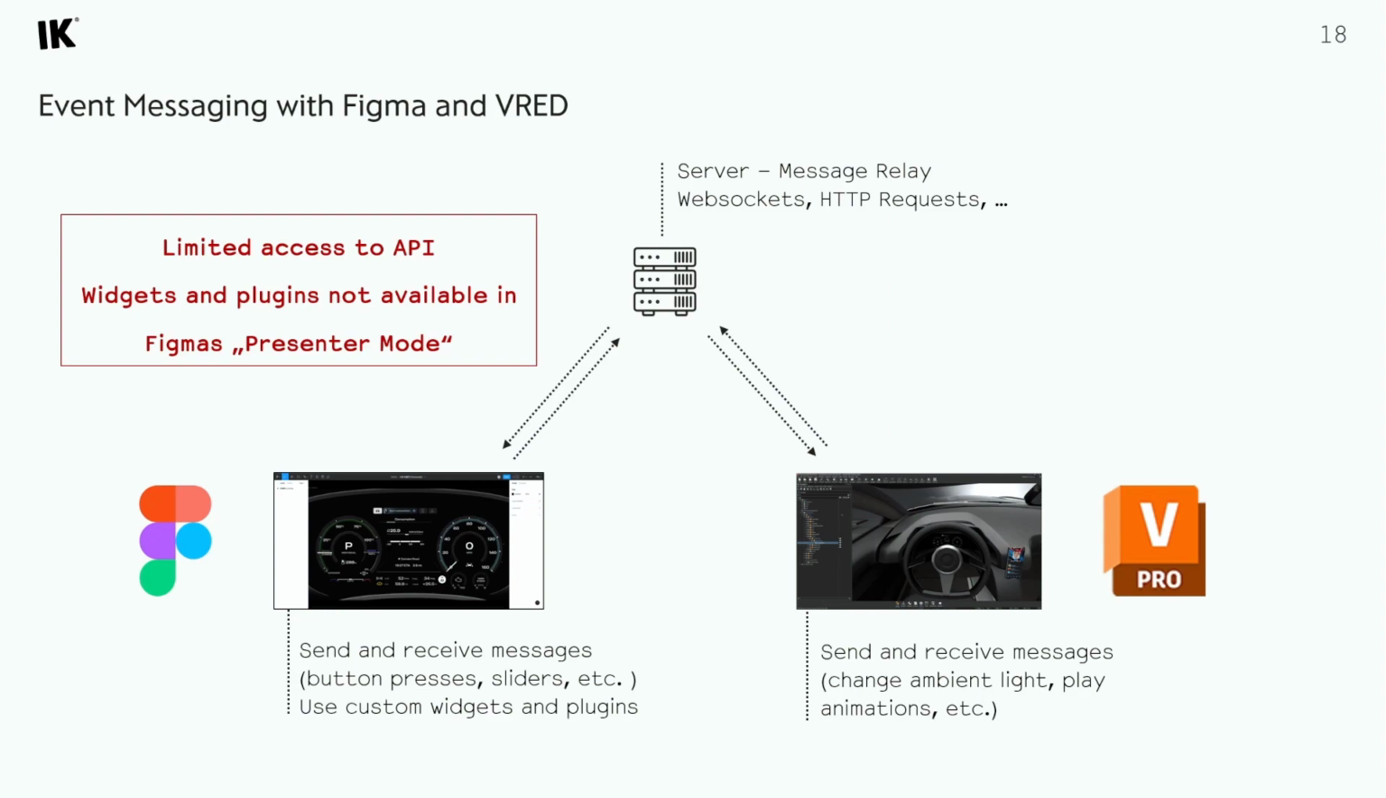First of all, Figma is quite limited in its access to certain JavaScript APIs. So you can send messages to a server, but you have to basically implement your own protocol or use package managers and packet bundlers to put them into your widget. But the bigger problem here is that you need to use widgets to implement some custom messaging system. The problem is that these widgets and plugins do not work in the Figma presenter mode. And the presenter mode is exactly what we are using to stream into VRED. I can demonstrate that.